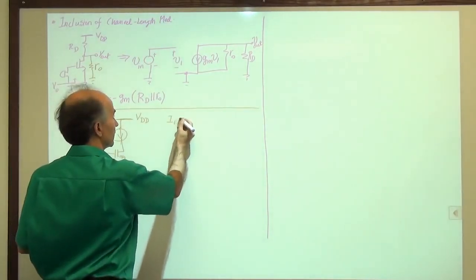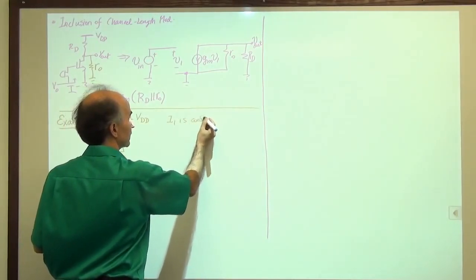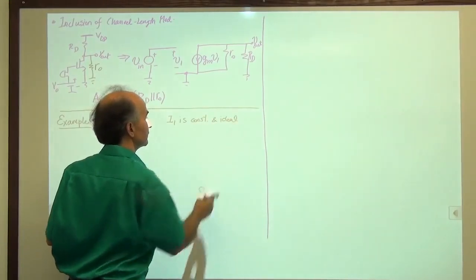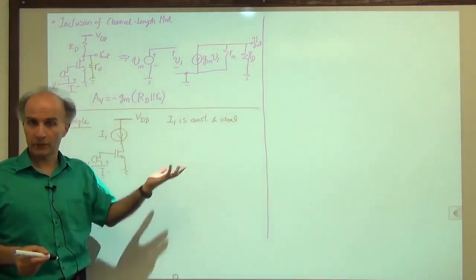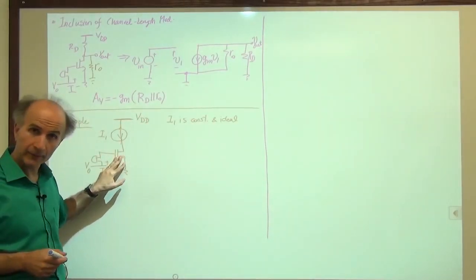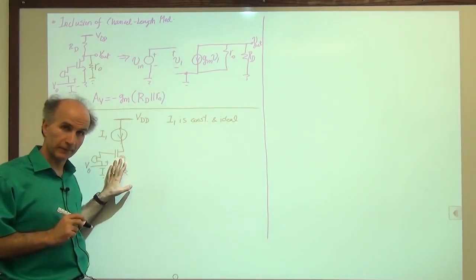So I1 is constant and ideal. So it provides some current, whether it's 1 milliamp or 245 microamps, etc. So this device can be biased up. It's happy. It's in saturation, hopefully, and everything is good.